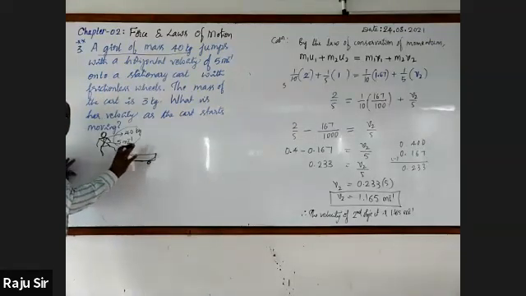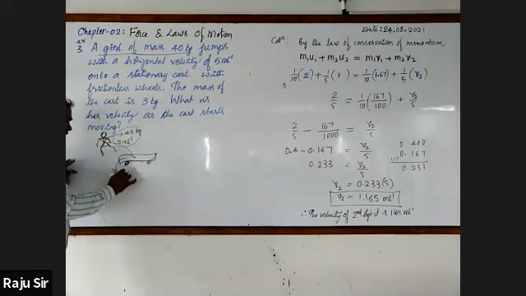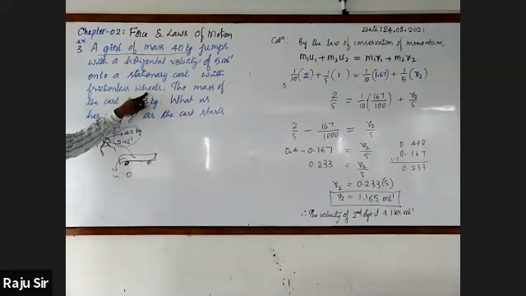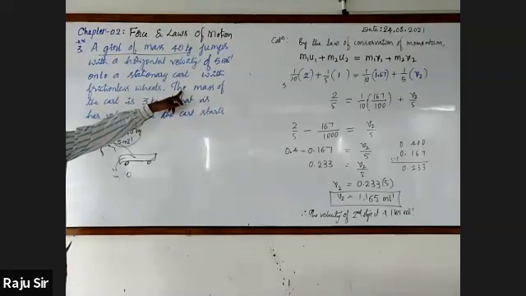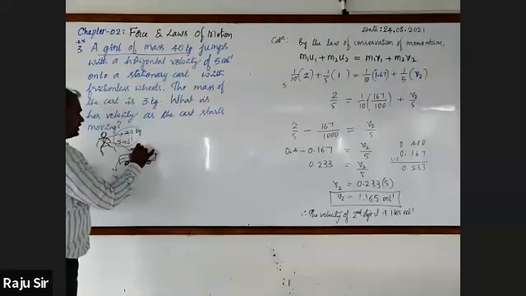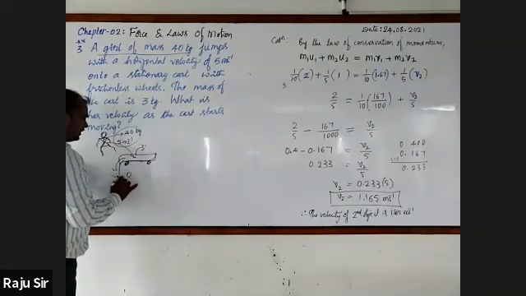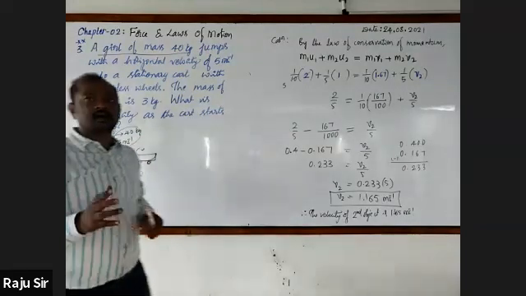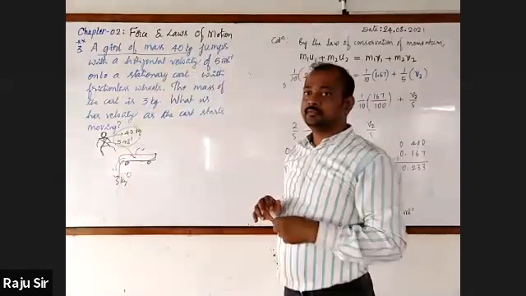She jumps onto a stationary car. This is the car which is at rest. What is its initial velocity? 0 meter per second. A cart with frictionless wheels. The mass of the cart is 3 kg. Then what is her velocity as the cart starts moving?